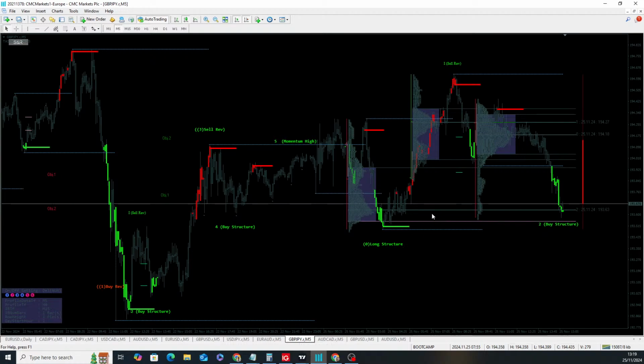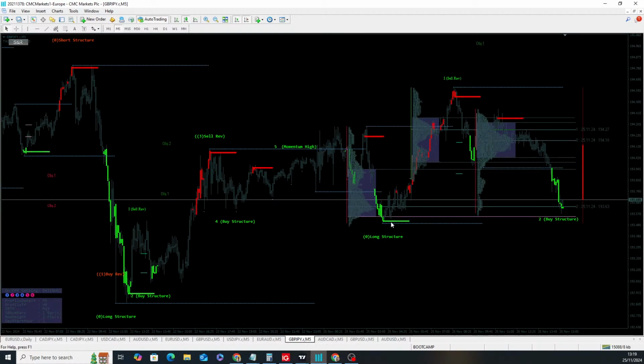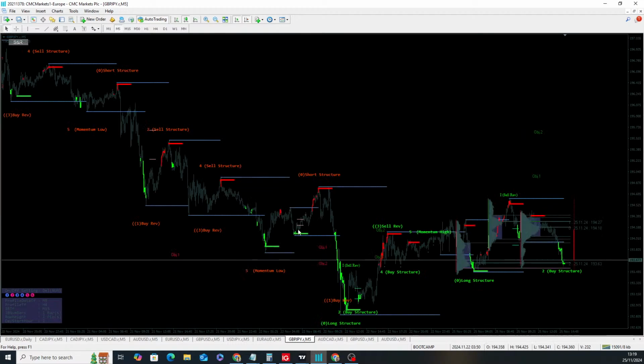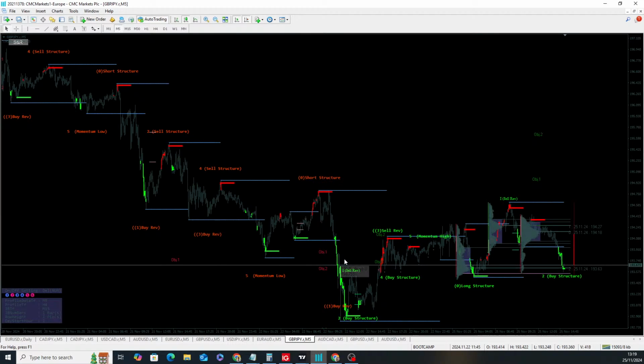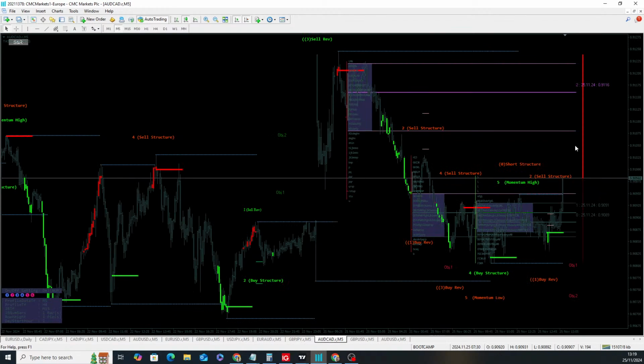The funny thing about this one is you can see there's no momentum here. The only momentum we have, let me squeeze this chart up, the momentum low has already been broken. So we've seen the accumulation phase and manipulation, and we should see a continuation below the current level here, which is 192.82.